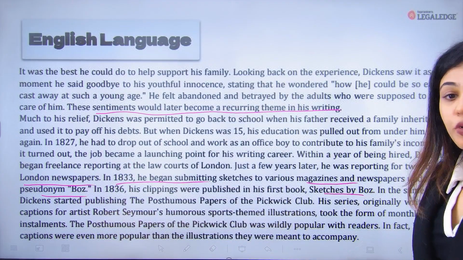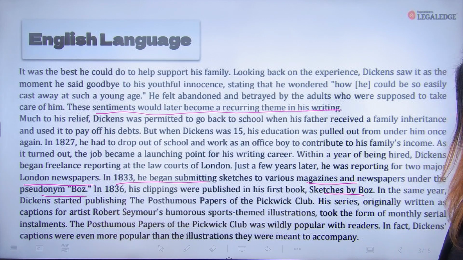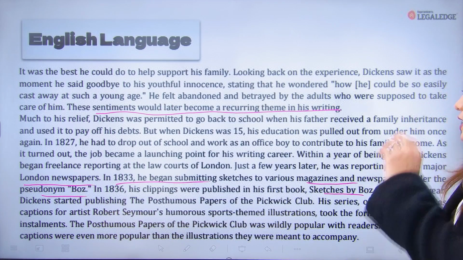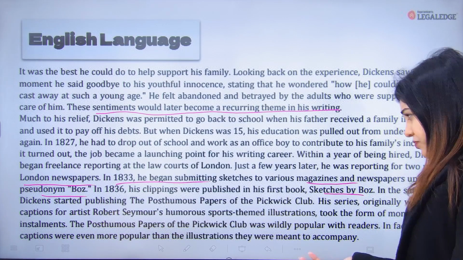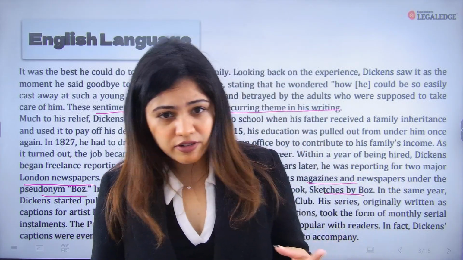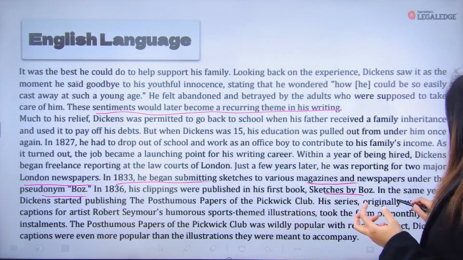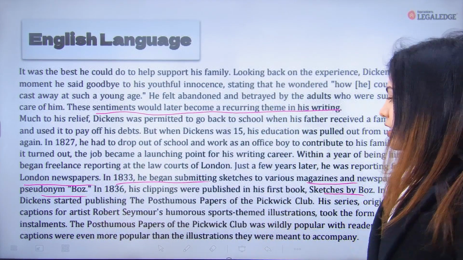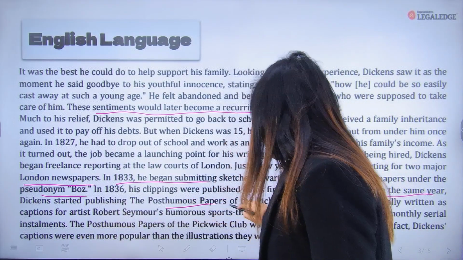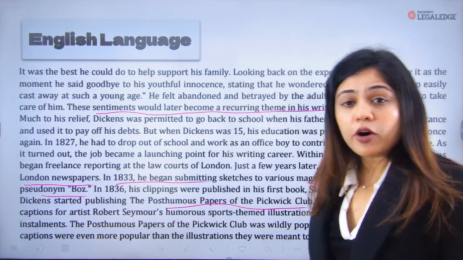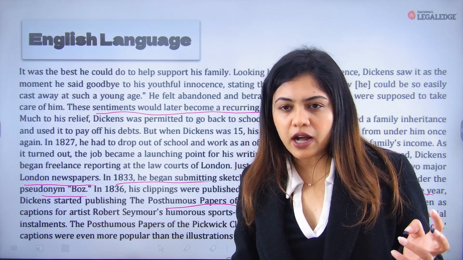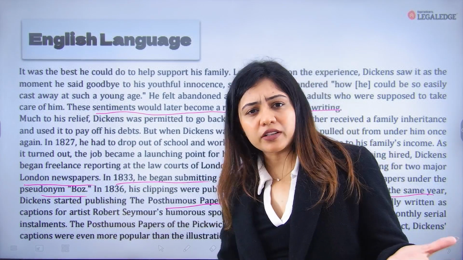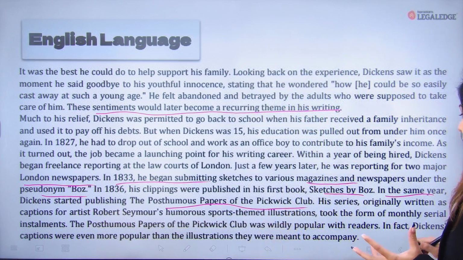So his own book was published, Sketches by Boz, where he very beautifully illustrated these sketches, cartoons, etc. In the same year, Dickens started publishing The Posthumous Papers of the Pickwick Club. Now this also became very famous under the name Pickwick Papers; it was a very famous newspaper installment, and he got a lot of popularity out of it.